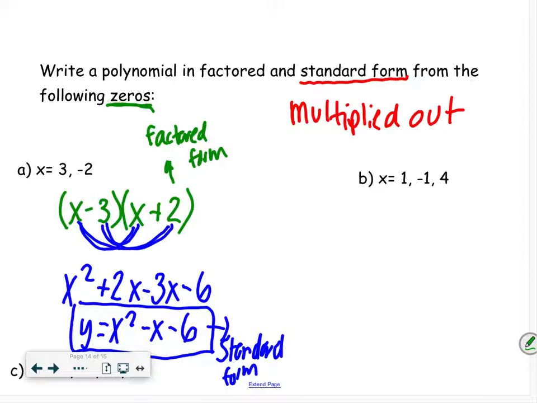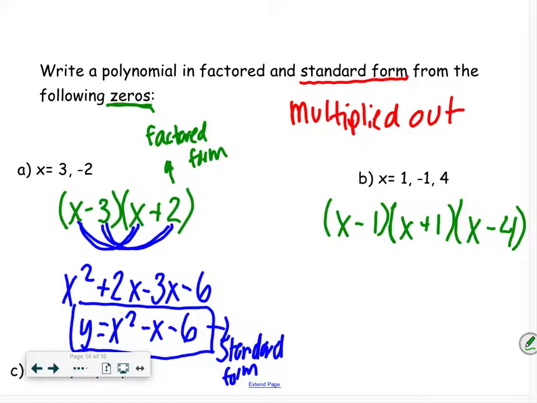Okay. Two, you're used to. We FOIL. Now we're trying with three. Finding our factored form is the exact same thing. If my zero is 1, what's my parentheses? X minus 1. X plus 1. And then x plus 1, and what's my last one? X minus 4.